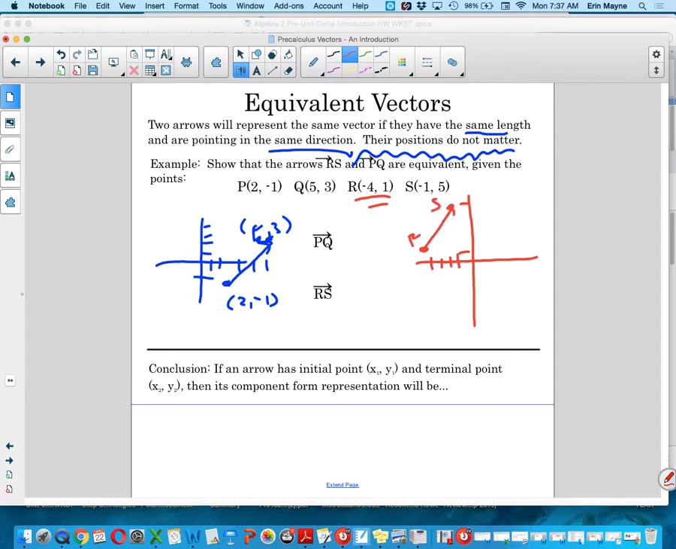I want to know, are these equivalent? Do they have the same length, and are they pointing in the same direction? Their positions do not matter. Then we need to determine what are the components of PQ, and what are the components of RS. Go ahead and hit pause for a minute, and just based on our previous slide, go ahead and find those components.